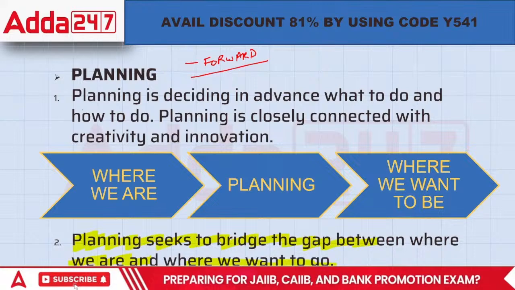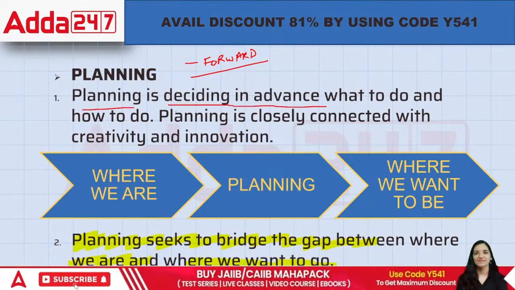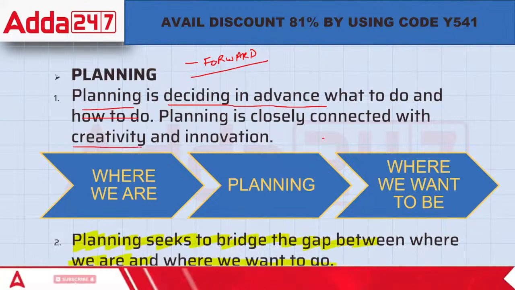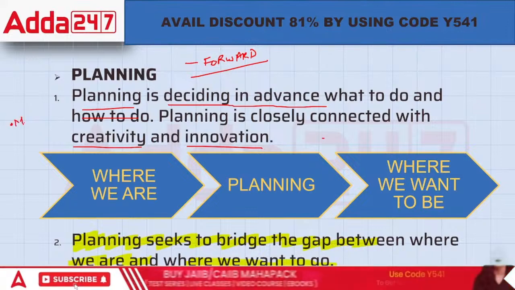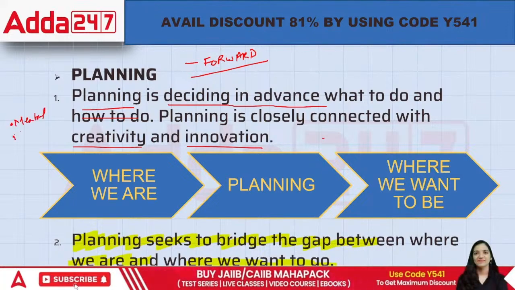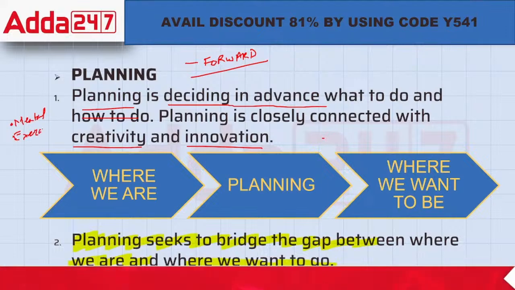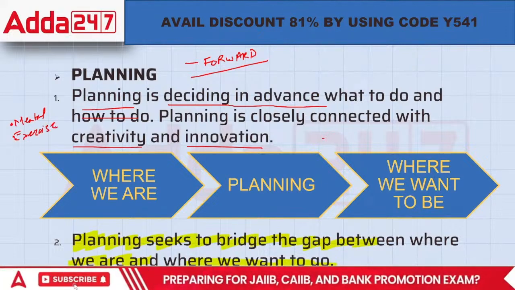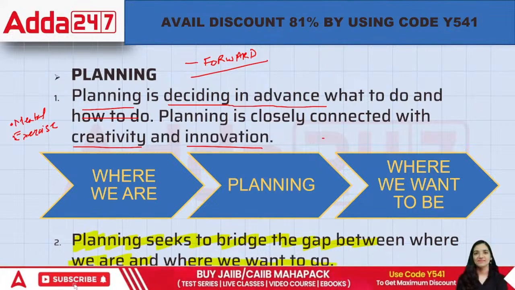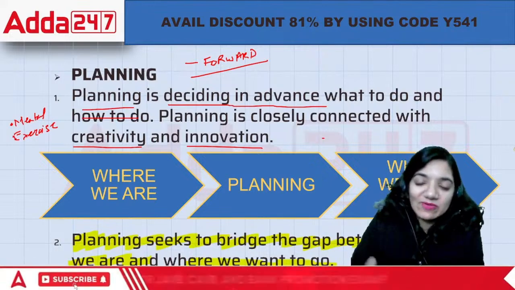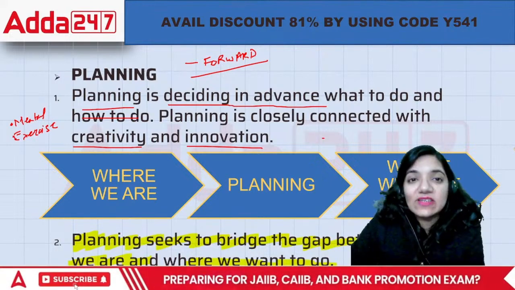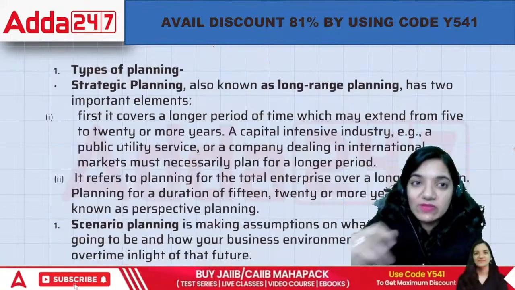Right? So planning is basically deciding in advance what to do and how to do, and planning is closely connected with creativity and innovation. Planning is basically a mental exercise. It's nothing much. We are just thinking, we are doing nothing, but we are thinking what resources are required, how should we work towards it, how can we work and achieve all those goals is something planning talks about, right? So that is the first function of management.